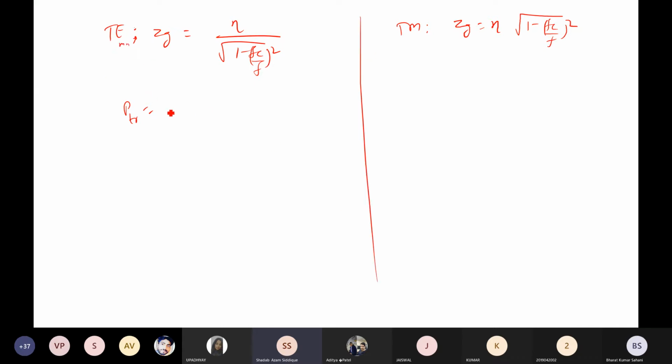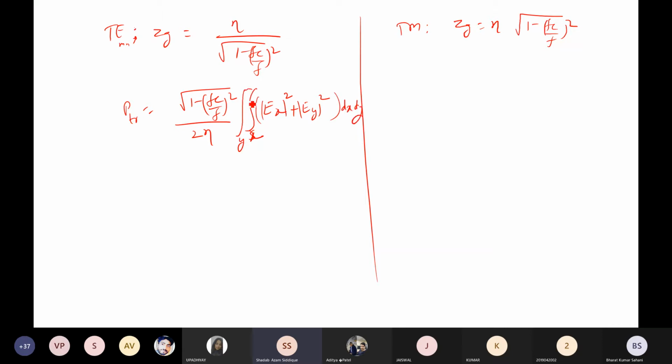You can write here square root of, if you take 1 by ZG now, 1 minus fc by f whole square will be the numerator. So that can be square root of 1 minus fc by f whole square over 2 eta, and that will be a surface integral. That can be written as EX, and if you want, you can write x and y as well. So EX square plus EY square, I'm talking about EX, EY. So we'll take dx dy here, surface integral dx dy.